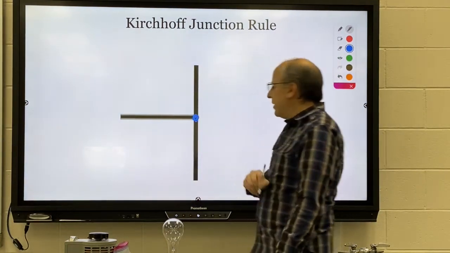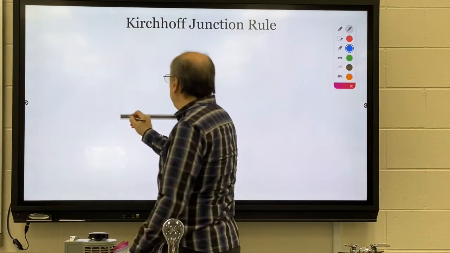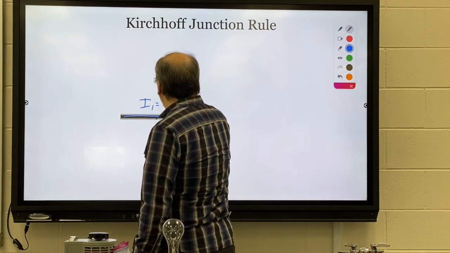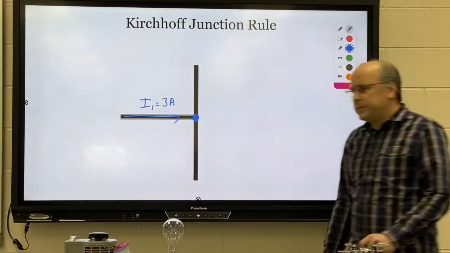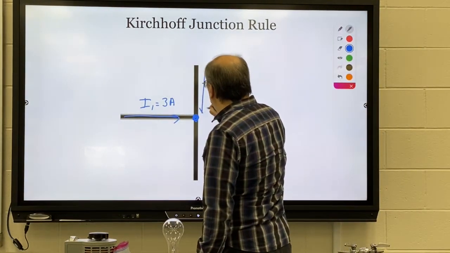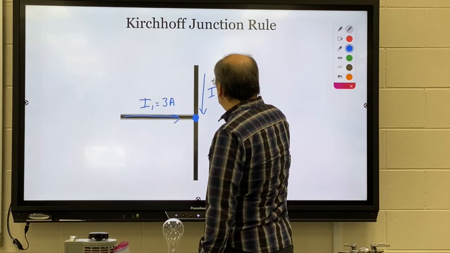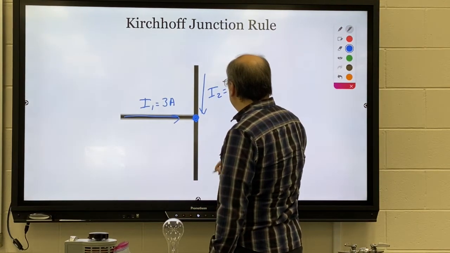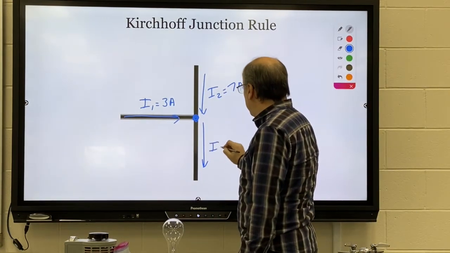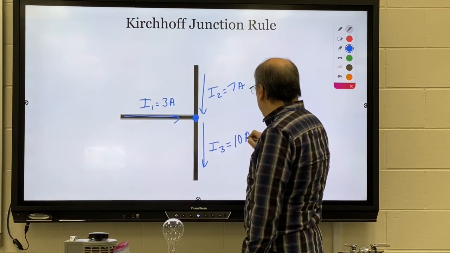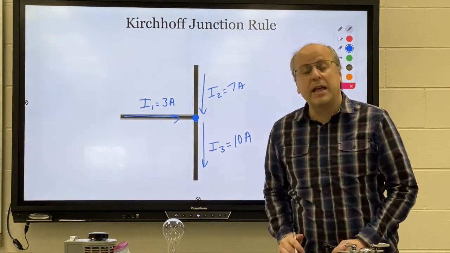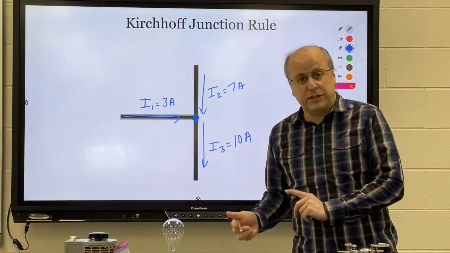Here's our junction again, a little circle. Let's say the electrons are flowing this way, and let's say there are 3 amps flowing into the junction. Let's say at this spot we have electrons flowing into the junction of 7 amps. Kirchhoff's junction rule says that this current has to be 10 amps. He says whatever current enters a junction has to equal the current that leaves the junction.